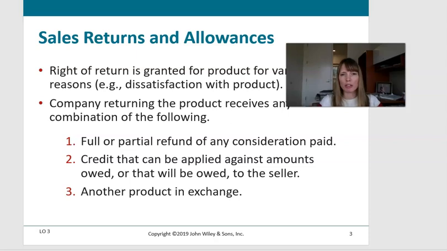A right of return might be granted by the seller to the customer for products for various reasons, usually relating to the fact that the customer is unhappy or dissatisfied with the product. The company that's returning the product receives any combination of the following. They might get their money back, they might get a credit to be applied towards future payments, or they might get another product in exchange. Let's take a look at an example of accounting for sales returns and allowances.